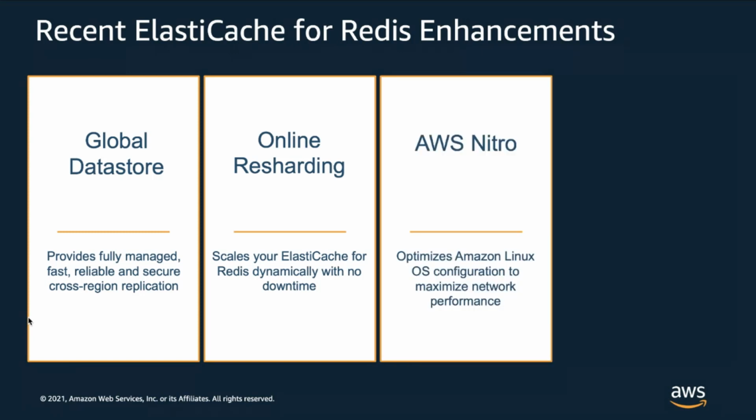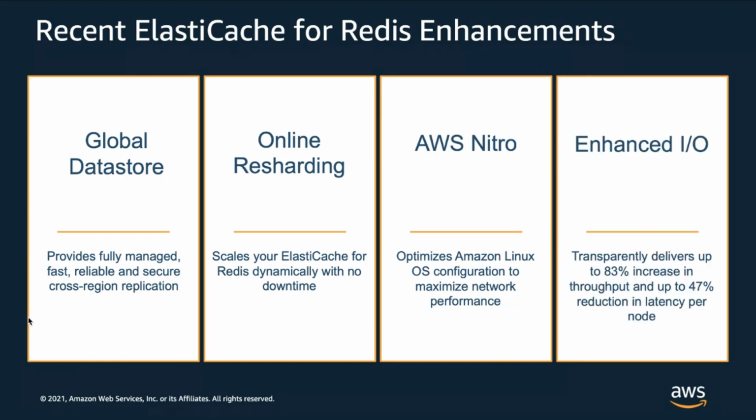We've also recently added support for the latest AWS Nitro system, which greatly enhances network performance. We've also made enhancements to the I/O capabilities of the Redis engine itself to deliver increased network performance. And not shown here too is support for the latest Graviton2 family of instances, which can provide up to 40% price to performance improvement. All of these features are not available in open source Redis, making them additional drivers for adoption of ElastiCache.